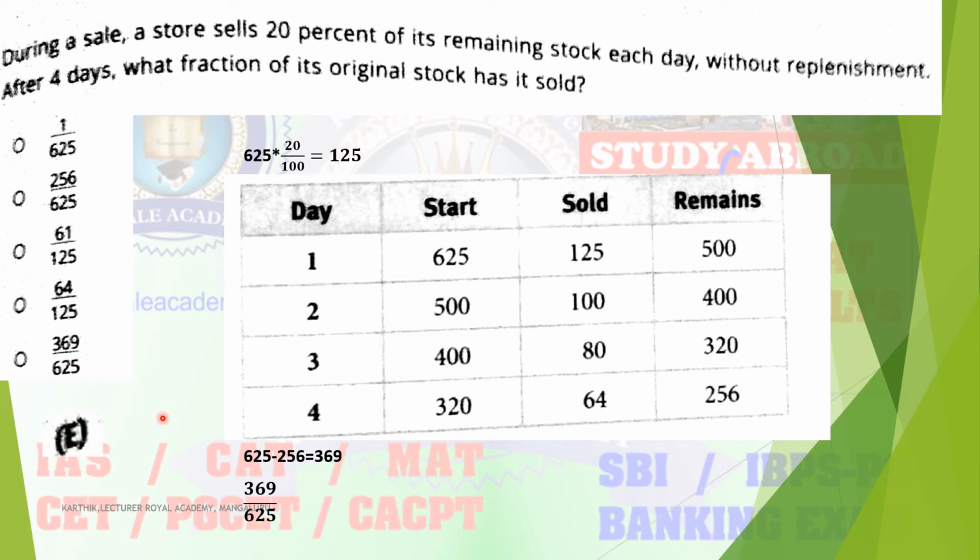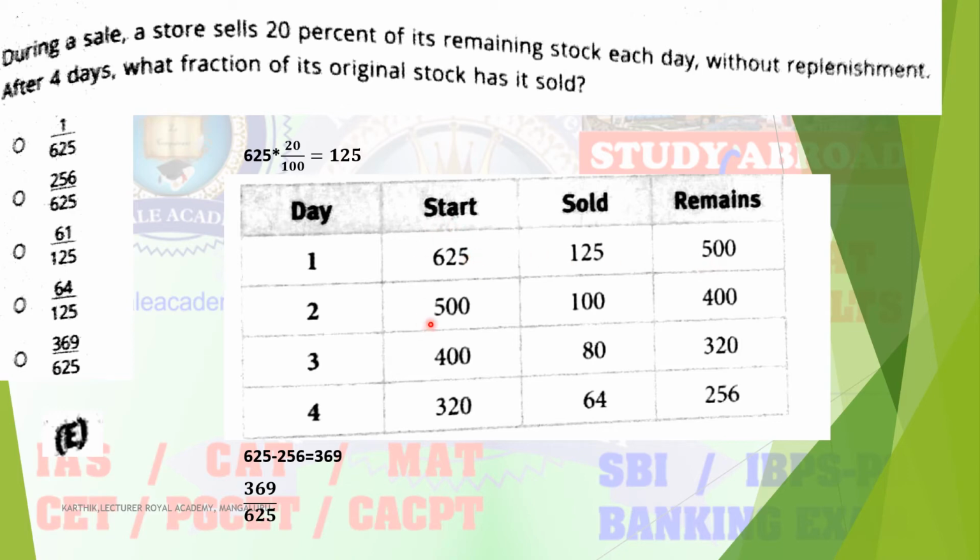I hope all of you understood. So one store sells 20% of its remaining stock. We don't know how many items he has, so based on the options you choose 625 as the total items. Total items he has is 625. On the first day how much does he sell? 20% of the items, so 20% is nothing but 125 items he sells. Remaining items is how much? 500. How to find out? 625 minus 125.